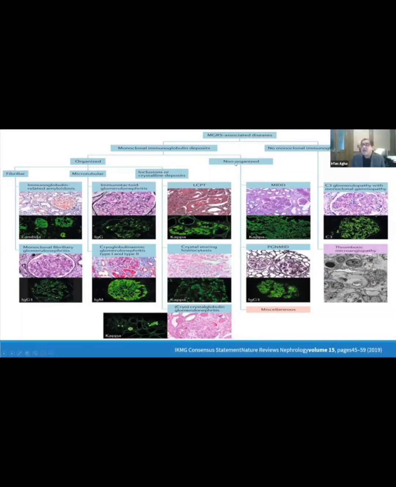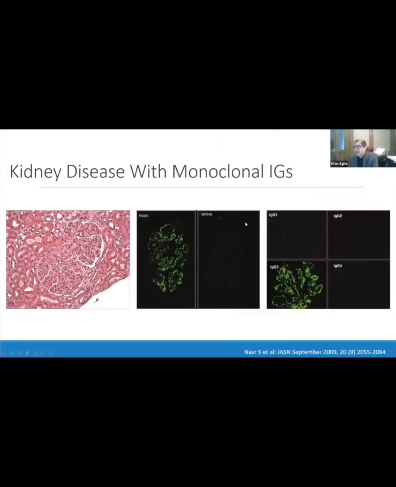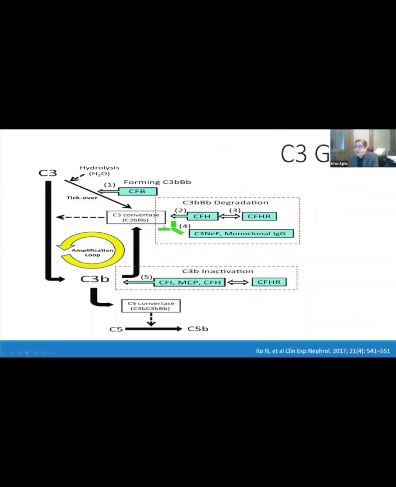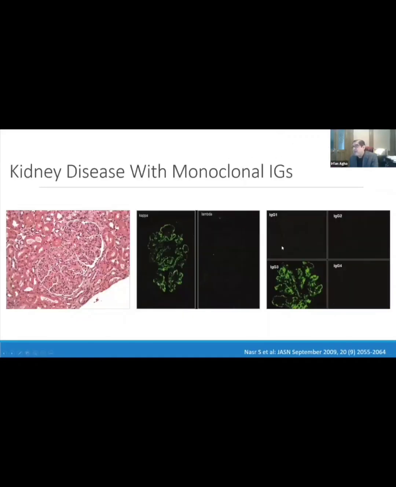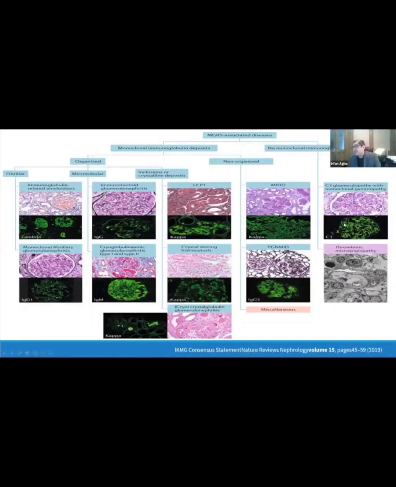On the other hand, if these deposits are not organized, then you can have what is known as MIDD or PGN-MID. The case that I showed you a little while ago was an IgG3 kappa-driven PGN-MID. Now, there are two exceptions to the rule that you need a monoclonal immunoglobulin demonstrated in the tissues to make this diagnosis. One of them is C3 glomerulopathy, because the monoclonal protein itself can actually act as a nephritic factor itself. So you don't really need the monoclonal protein to be demonstrable in the tissue in these circumstances. And about two-thirds of cases of C3GN in adults are actually related to a circulating monoclonal gammopathy. And the other thing is the protein can be directly toxic to the endothelium and lead to a thrombotic microangiopathy, but you won't find the protein in there.